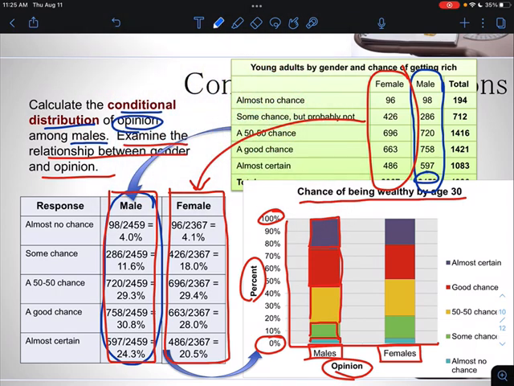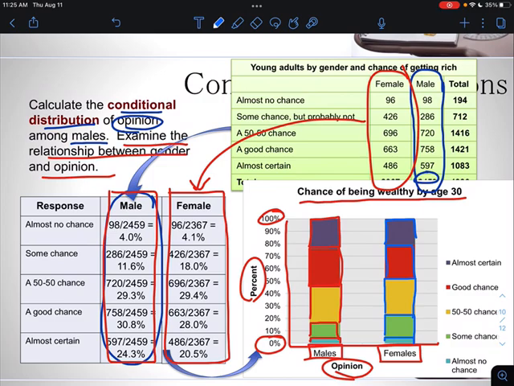As you're looking at females, they started with almost no chance, so 4% there. Then they added in the 18% for the some chance, and then they added in the 29.4 for the 50-50 chance, and so on, and they built all the way up to 100%. Okay? And so as you're making that segmented bar graph, that's exactly what you're looking at.